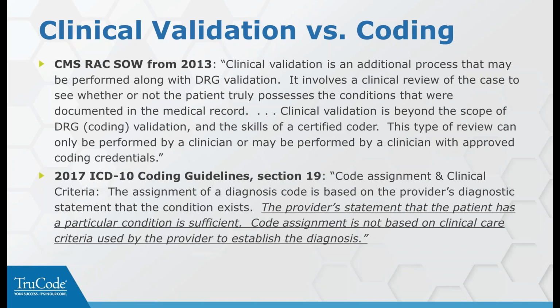The 2017 coding guidelines that are about to go into effect for October 1 state that code assignment and clinical criteria should be based on the provider's diagnostic statement that the condition exists. That's sufficient to code that. A lot of coders have been asked not to code conditions that weren't substantiated within the record because it's counting against them as a coding error, but basically the coding guidelines are stating that if the doctor documents it as a diagnosis, then code assignment should be based on that, not whether the clinical criteria were met within the record.